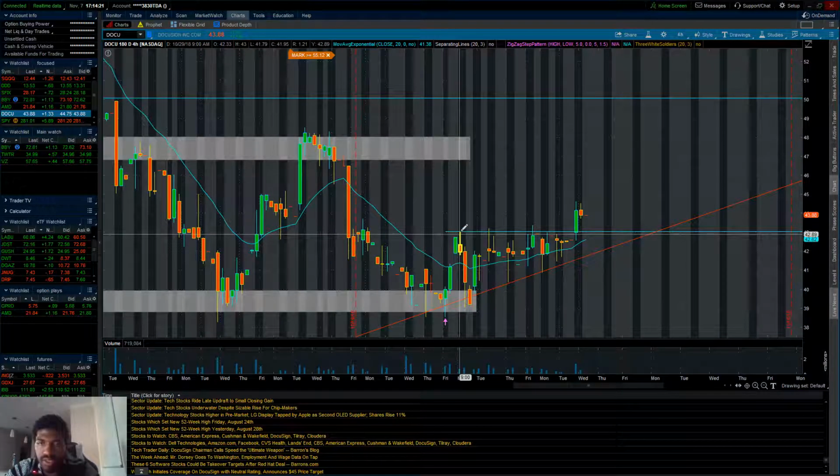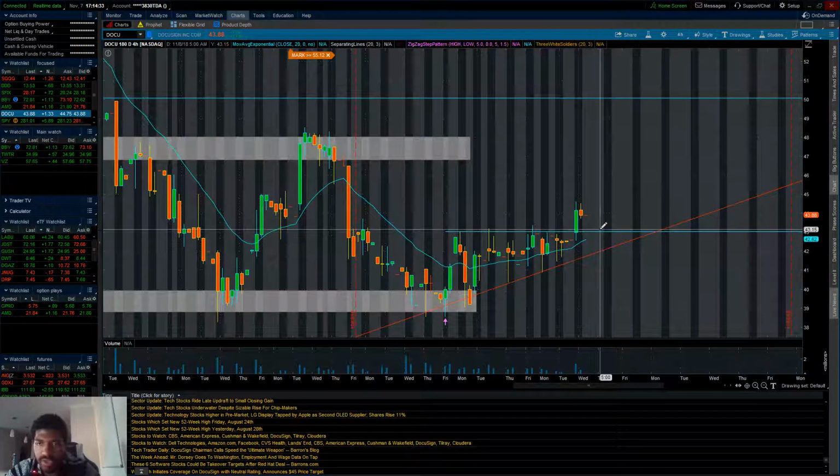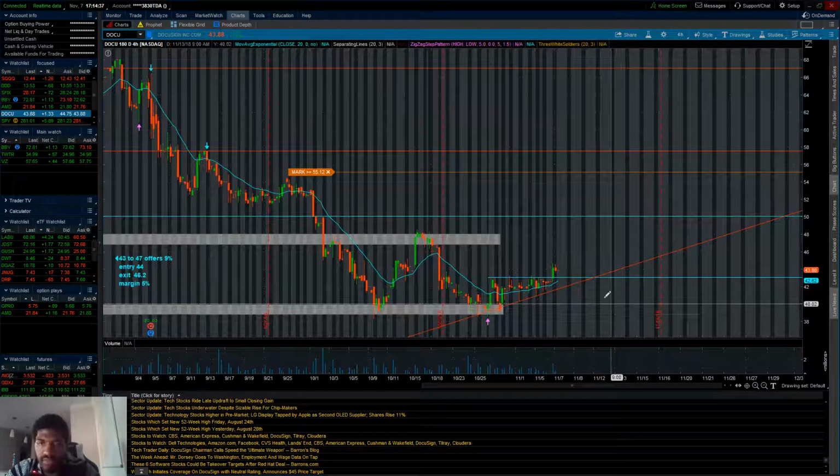And it has broken the resistance that it's been having at 43, as you can see, from top to bottom, top to bottom, top to bottom, top to bottom. And then today it broke out. So what I expect it to do is pull back and retest 43 as a support and continue to trend back up. So that's going to be it for that one.